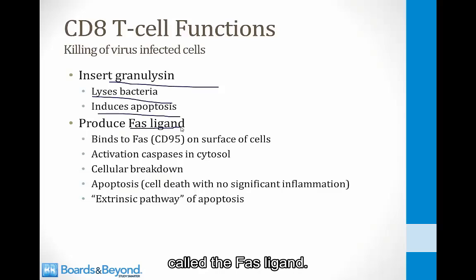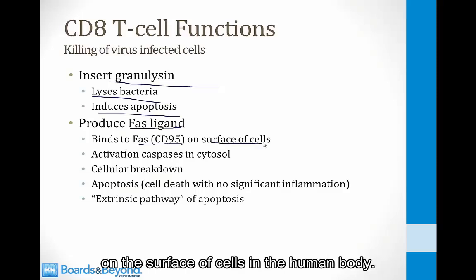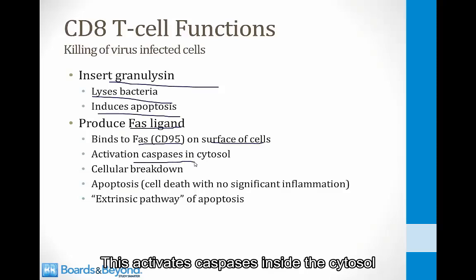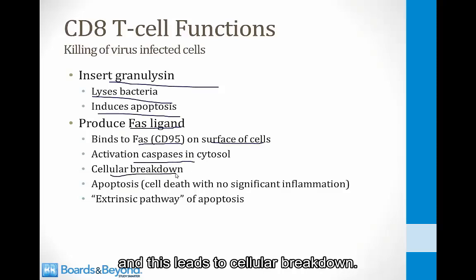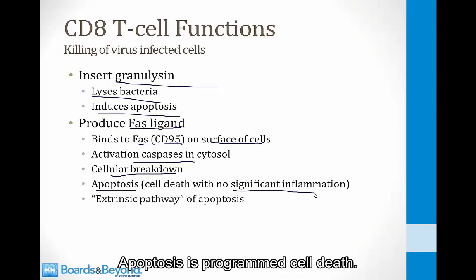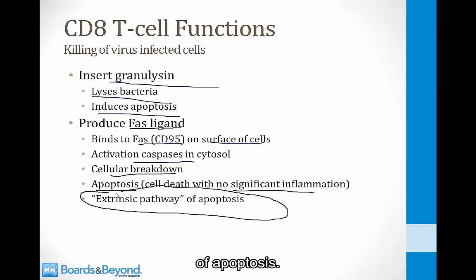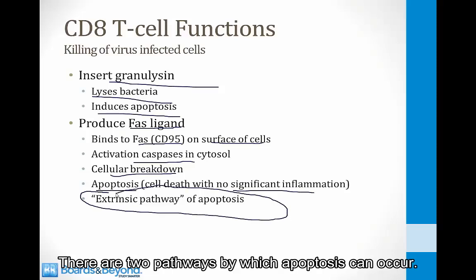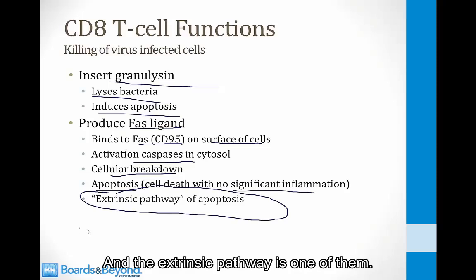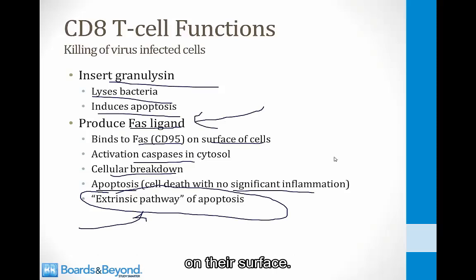And then finally, CD8 T cells can produce a very important structure on their surface called the Fas ligand. The Fas ligand binds to Fas, which is CD95, on the surface of cells in the human body. This activates caspases inside the cytosol, and this leads to cellular breakdown. And this causes apoptosis, which is cell death with no significant inflammation. Apoptosis is programmed cell death. And the Fas ligand is an example of the extrinsic pathway of apoptosis. There are two pathways by which apoptosis can occur, and the extrinsic pathway is one of them, and CD8 cells induce this via the Fas ligand on their surface.